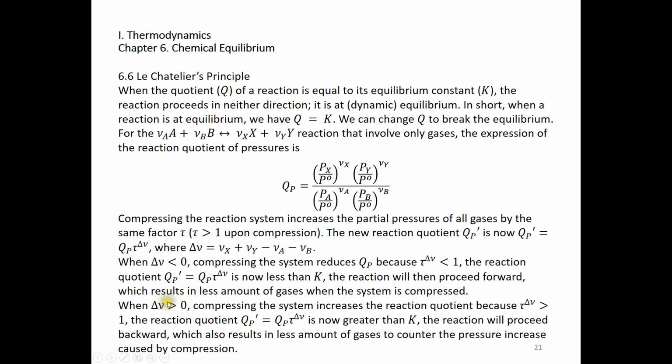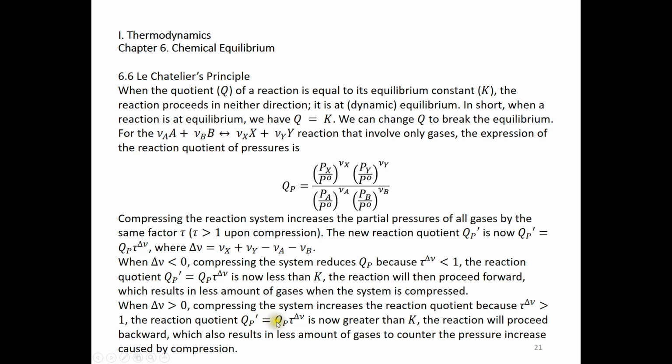What if delta nu is greater than 0? Then compressing the system would increase the reaction quotient because tau to the power of delta nu in this case is greater than 1. Again, compression, so tau is greater than 1 and delta nu is greater than 0, and then we have tau to the power of delta nu greater than 1. This reaction quotient will be greater when the system is compressed.